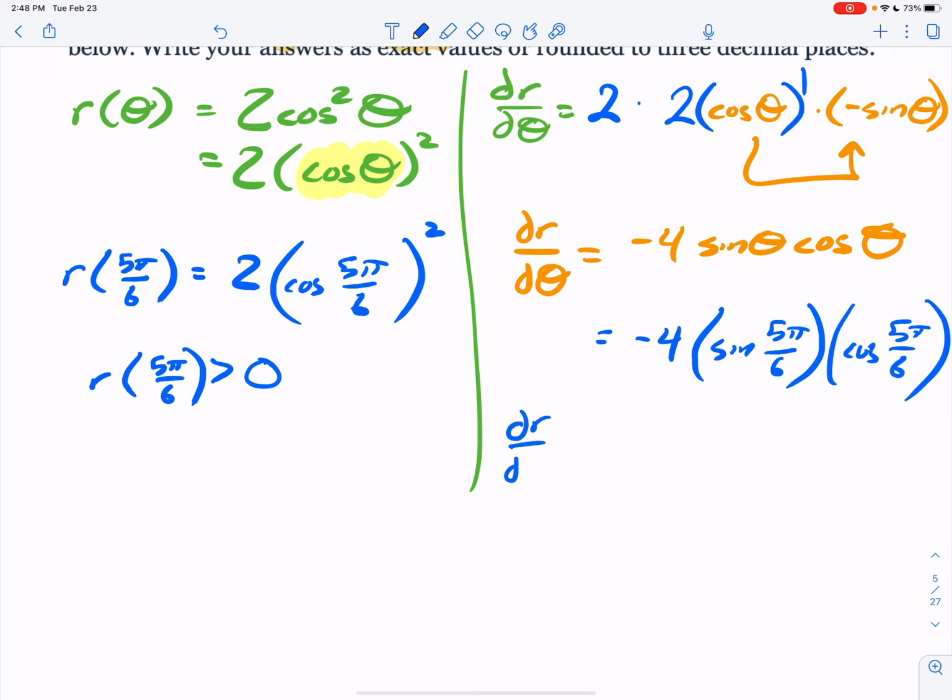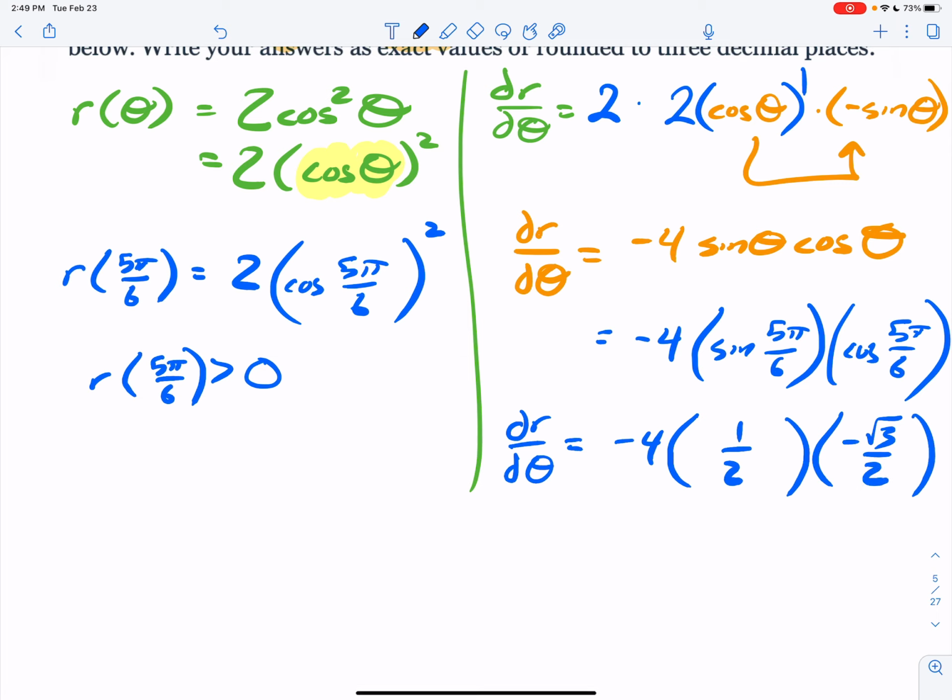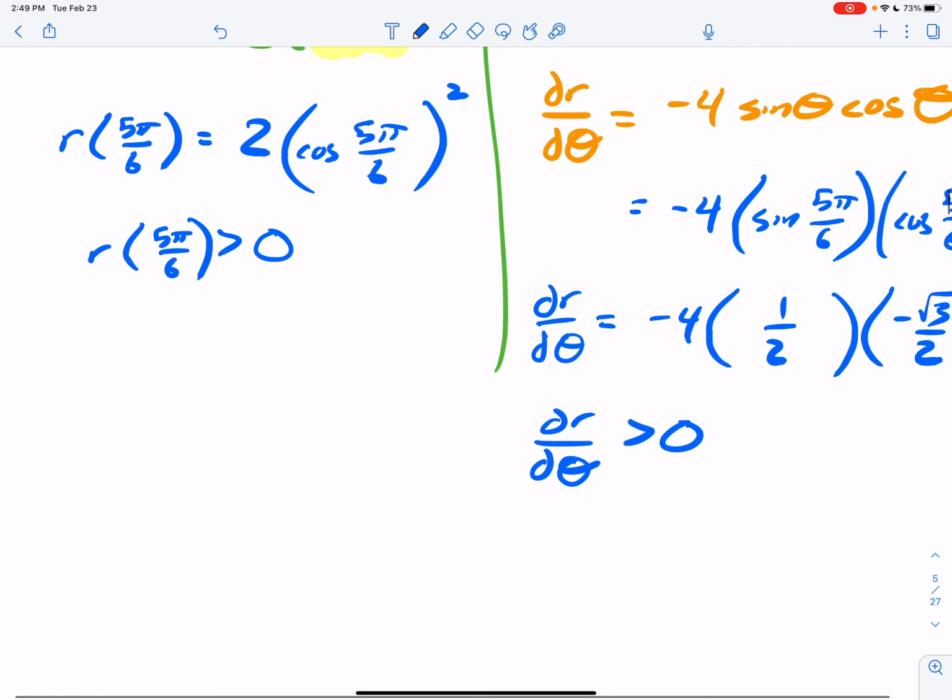Okay, here we go. So dr d theta, this one's not super obvious, so I'll write it out. -4, sine of 5 pi over 6 is positive 1/2. Cosine of 5 pi over 6 is negative radical 3 over 2. You've got to be well versed in your unit circle. If I multiply all this out, I know I'm going to end up with something positive because two negatives multiplied together will get you something positive. So here we have it. I should say this at 5 pi over 6 just to be more accurate.